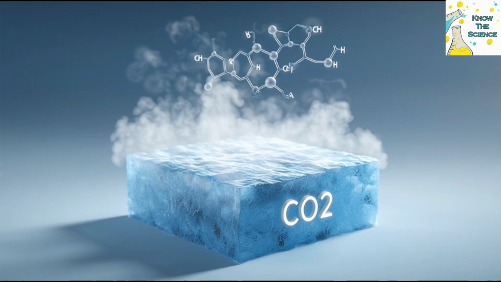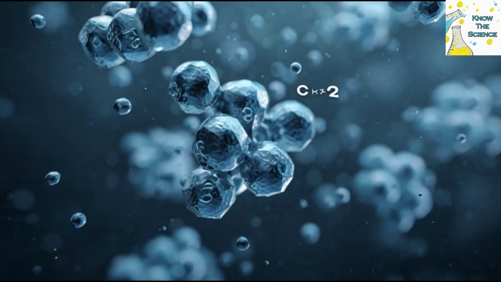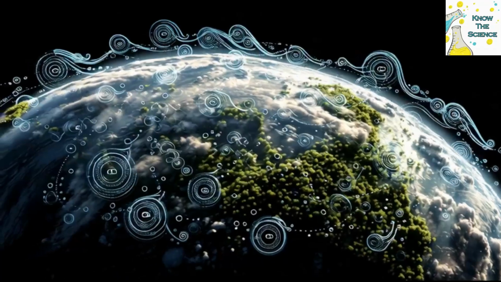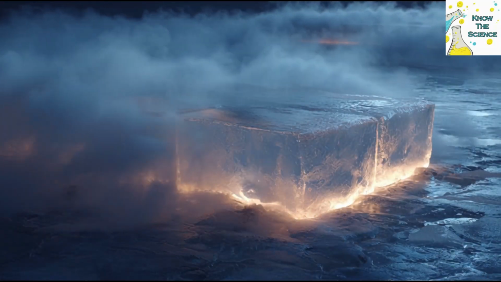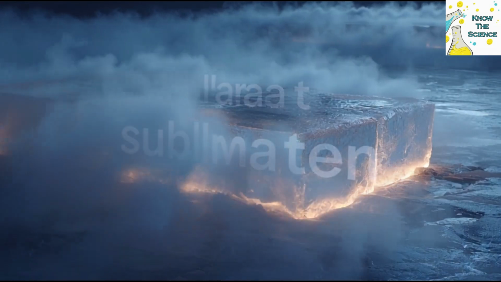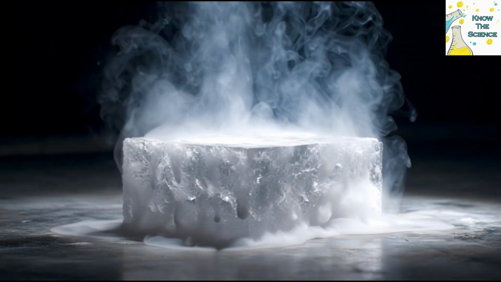Dry ice is the solid form of carbon dioxide, a colorless, odorless, and naturally occurring gas found in Earth's atmosphere, and it is widely known for producing thick, foggy vapor when it sublimates, meaning it transitions directly from a solid into a gas without becoming liquid.